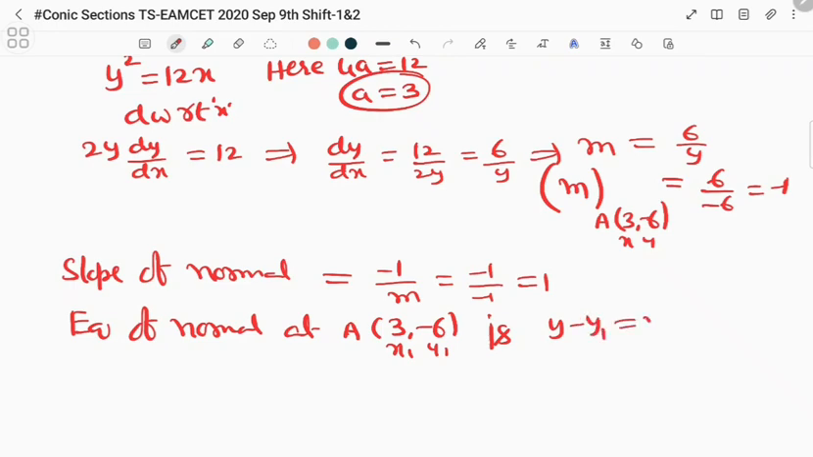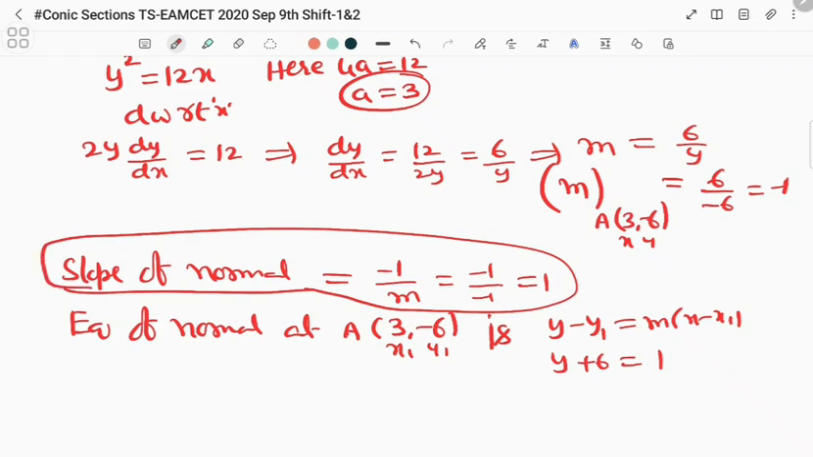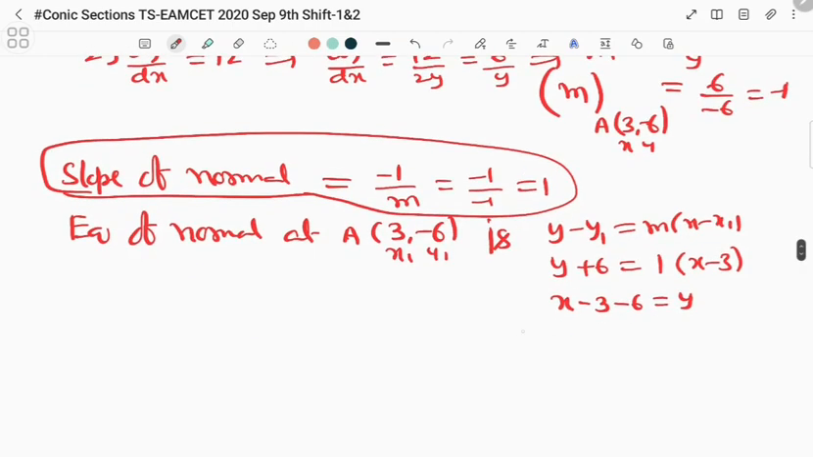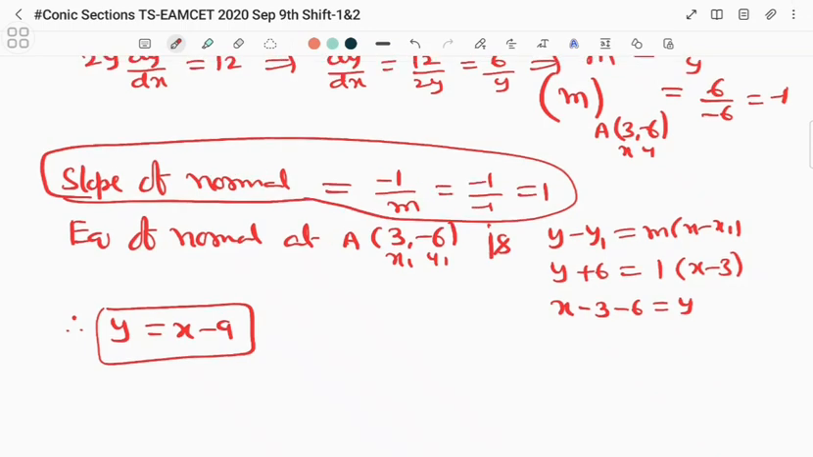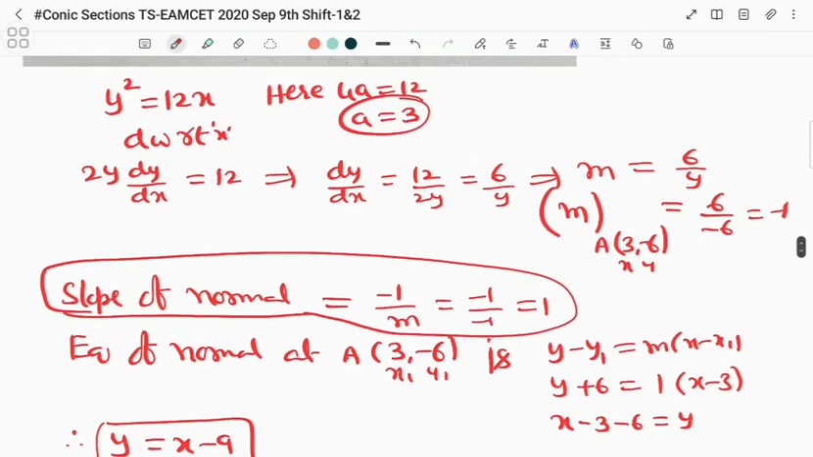y minus y1 equal to m into x minus x1. So y minus of minus 6, normal slope 1, into x minus 3. So x minus 3 minus 6 is equal to y. So therefore y is equal to x minus 9. So y is equal to x minus 9. But this is not our requirement.